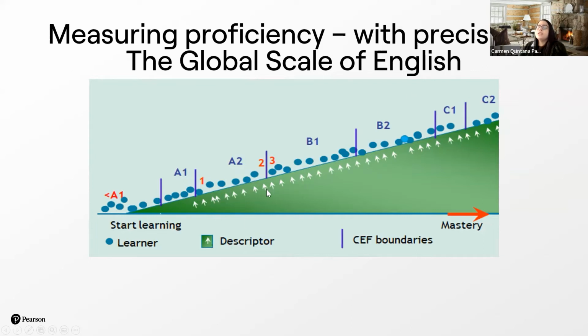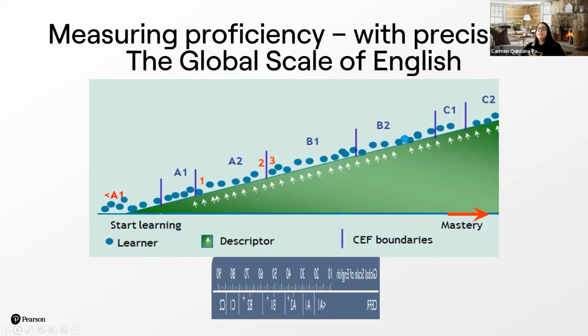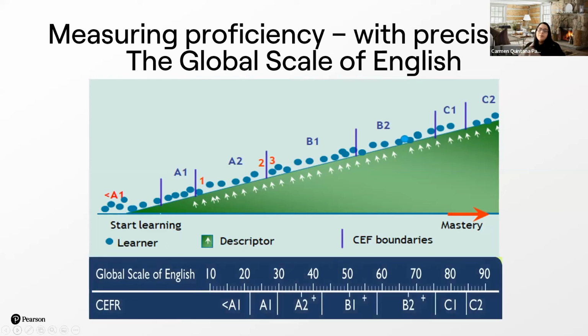There are quite a few descriptors in each level that represent how that candidate should be performing with the language or should be using the language to confidently say that they have achieved that level. But it can be quite hard to pin down. So in order to support this, Pearson has developed the Global Scale of English. You might have heard some of my colleagues in previous presentations refer to it and how it's aligned or embedded into our courseware.